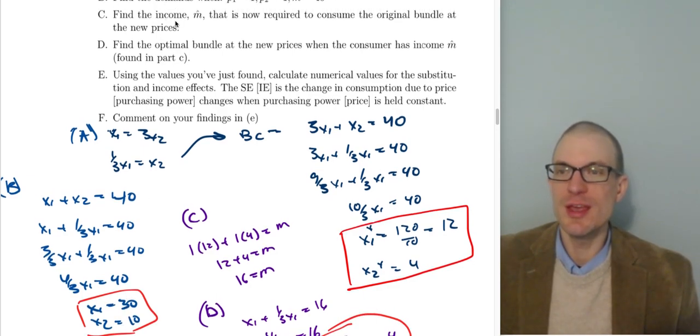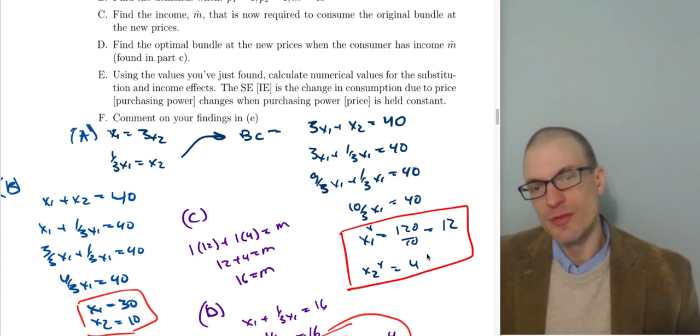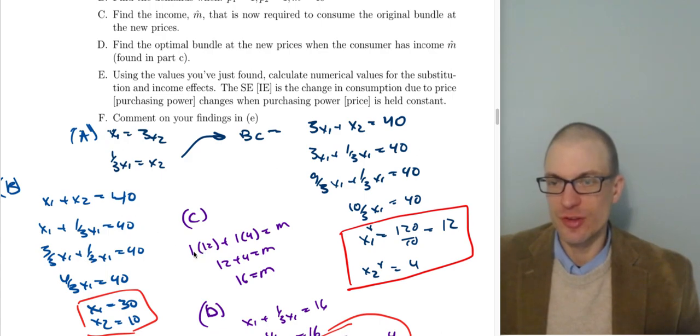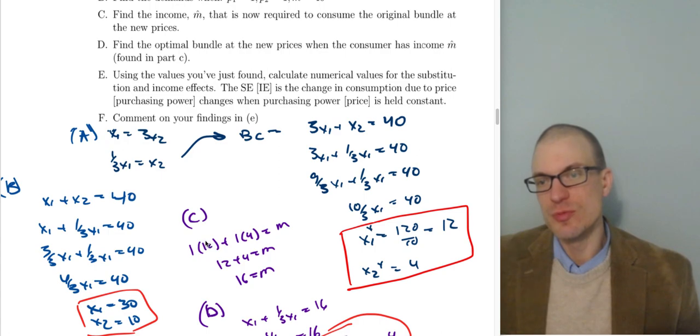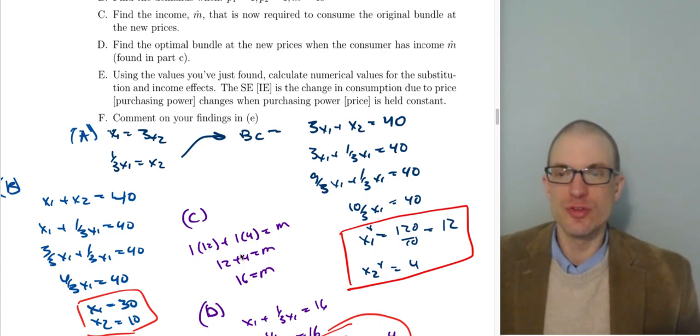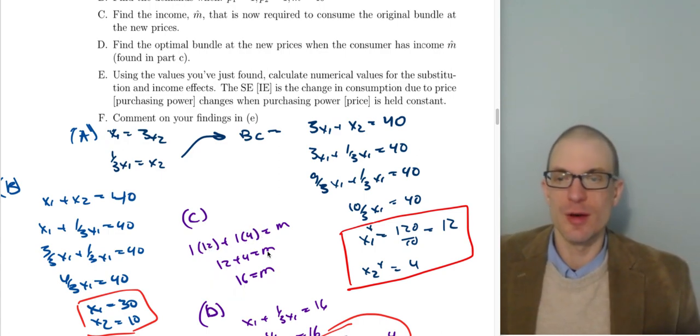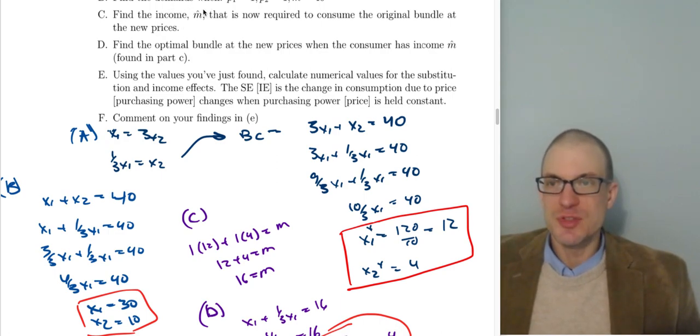Now in part C, I want to find the income that would be required to consume the original bundle, 12 and 4, at these new prices. So when the price of good 1 is 1, price of good 2 is 1, and I consume 12 units of good 1, 4 units of good 2, this costs me 16 units of income. So this is the income, 16, that's required to consume the original bundle at the new prices.